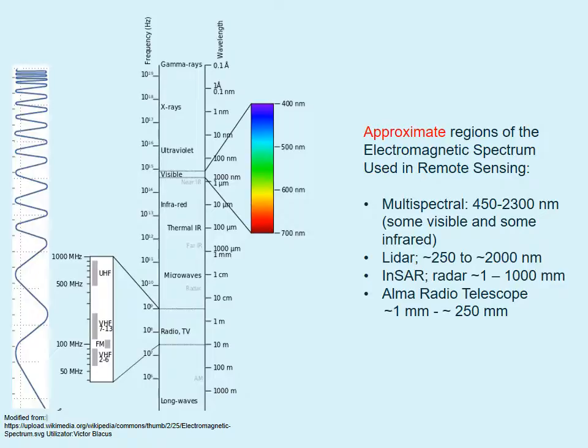So multispectral comes in at around 450 to 2300 nanometers. Lidar, you can see, as in comparison, is about 250 to 2000 nanometers. INSAR or radar is approximately 1 to 1,000 millimeters. So notice the change in frequency. And then I've got the ALMA radio telescope, which is looking at pretty long wave radiation, 1 millimeter to 250 millimeters.